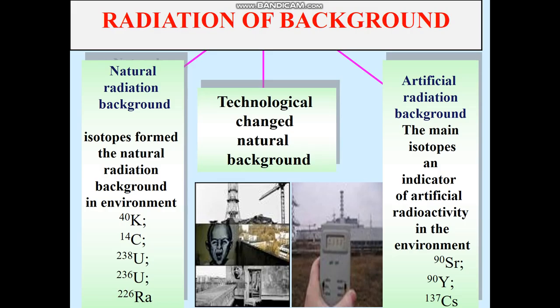Atmospheric radiation: 25% of the natural background is a result of unique radioactive elements in the atmosphere. Isotopes that form the natural radiation background in the environment include potassium 40, carbon 14, uranium 238, uranium 236, and radium 226, in natural radiation of soil, food, and water.